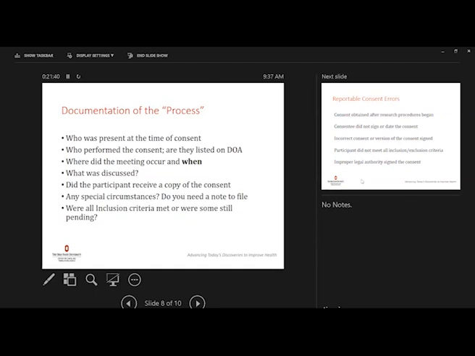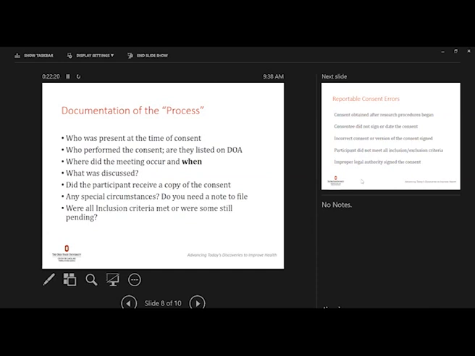Who performed the consent process? Was it the PI that explained it, or was it someone that he had delegated that authority to? Make sure whoever is doing the consent is listed on the delegation of authority log, and that they also have the qualifications to do so. We encountered a couple of studies where the protocol specified that it had to be either the principal investigator or an advanced practice nurse. And if somebody else consented, then that was a protocol deviation or violation.